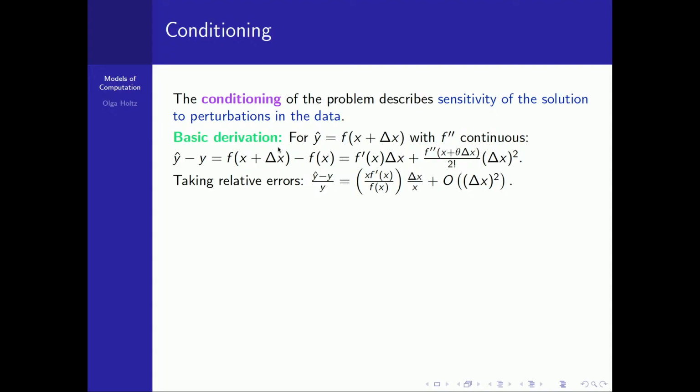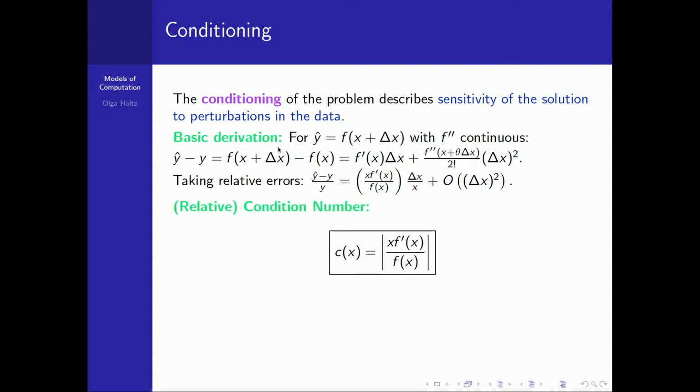And then, of course, you have big O. If we assume twice differentiability, then we'll get big O of delta x squared. So far, so good, right? Nothing fancy has happened. Okay, so surprisingly, this quantity has a name. This is precisely what we call the condition number.